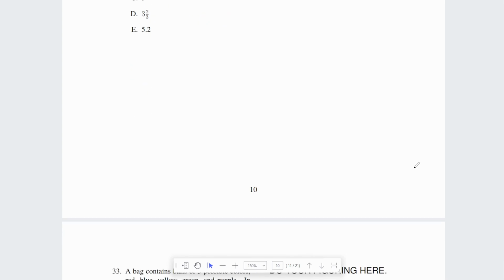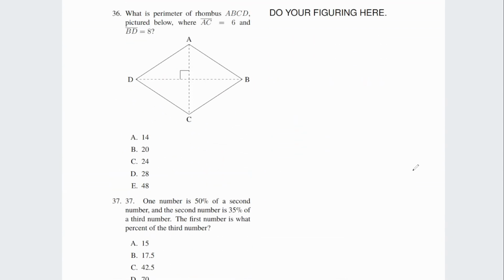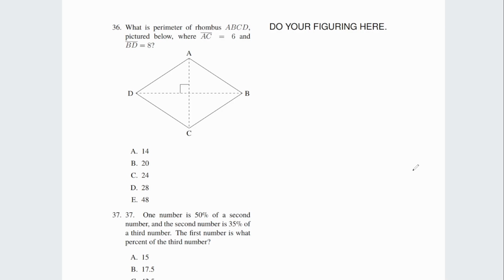So moving on to question 36, which asks, what is the perimeter of rhombus ABCD pictured below, where AC equals 6 and BD equals 8? So in other words, AC equals 6 and BD equals 8. Well, this is really asking us to find the hypotenuse of this triangle.